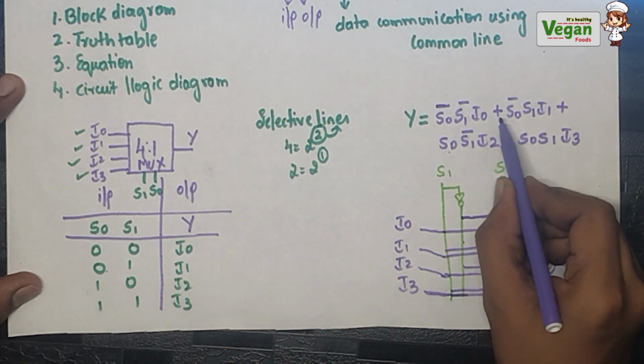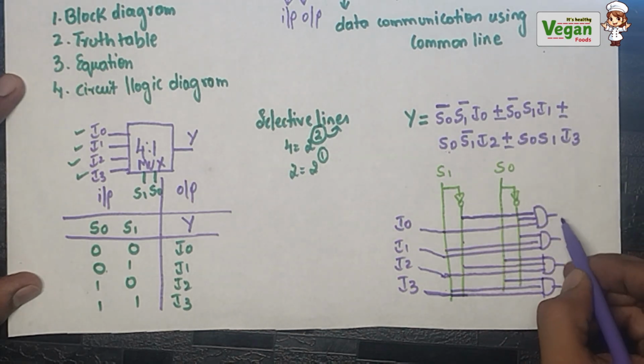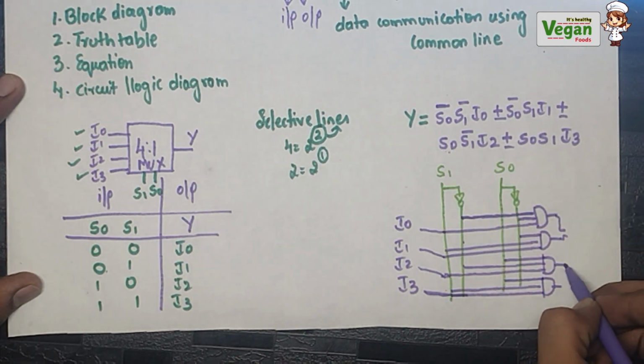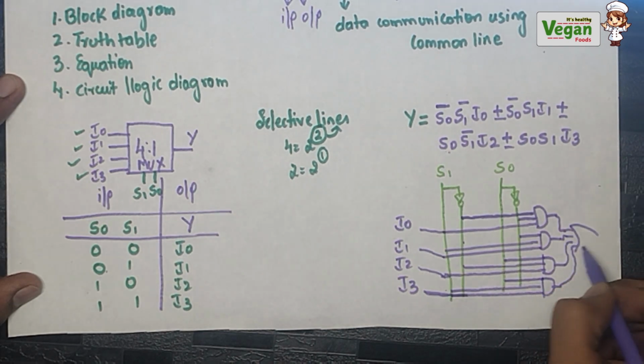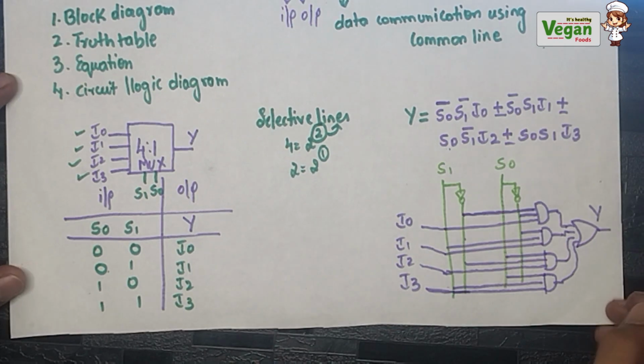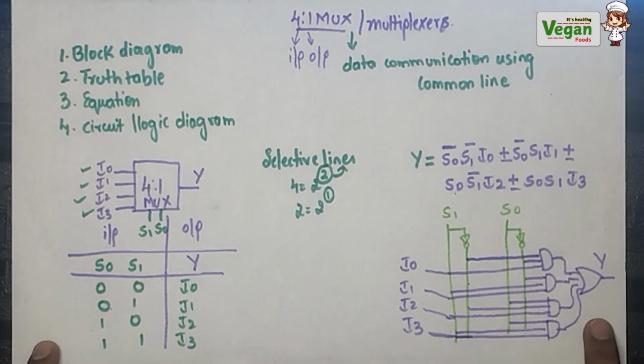Now to connect all these we are using plus. The plus symbol means OR gate. So we will use an OR gate. The OR gate will produce the output Y. So this is how the representation of the circuit diagram looks like.